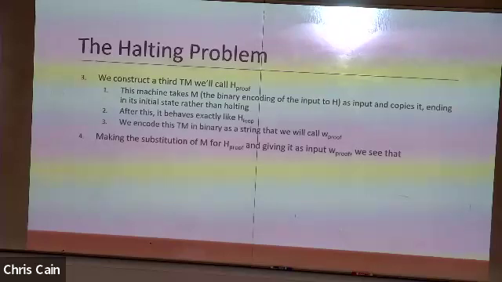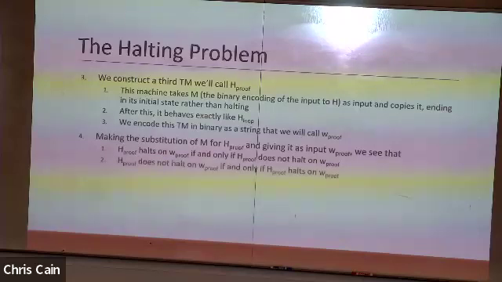And then if we run H sub proof on its own W sub proof, we see that if H sub proof halts on W sub proof, that means that H sub proof did not halt on W sub proof. And if H sub proof does not halt on W sub proof, that only can happen if H sub proof halts on W sub proof. This is a logical contradiction. This cannot possibly happen.